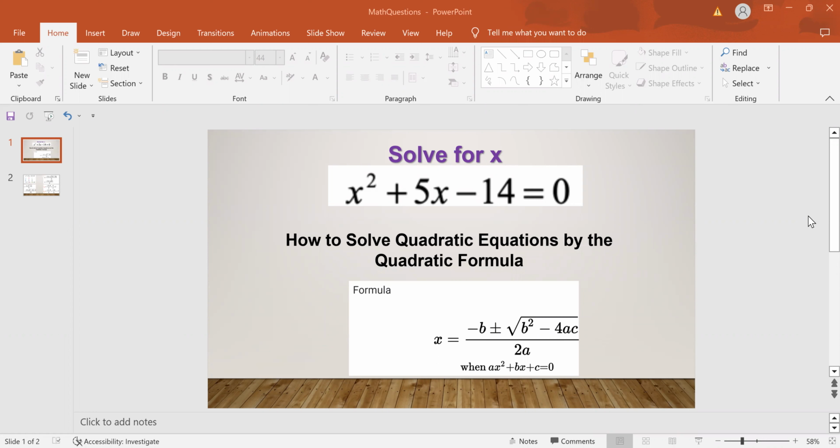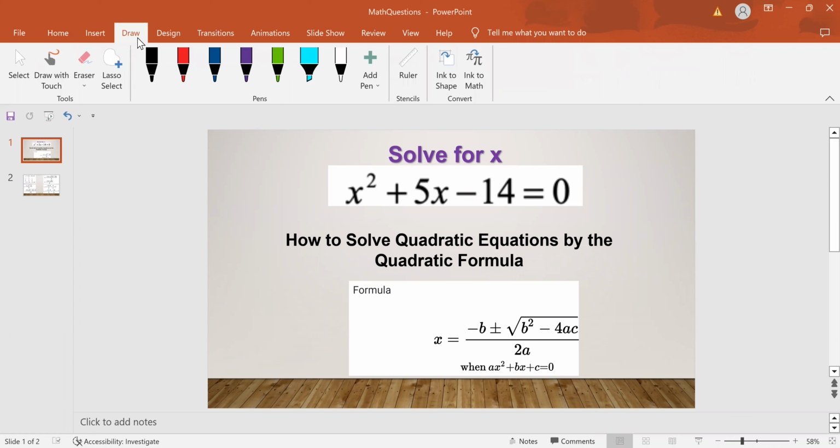This formula will be provided during the test, so you don't need to memorize it. But it's good if you are familiar with it. Now, let's understand the formula. They say x is equal to, on top of the fraction, we have negative b plus or minus the square root of b squared minus 4ac, divided by 2a. They say this when ax squared plus bx plus c is equal to 0.